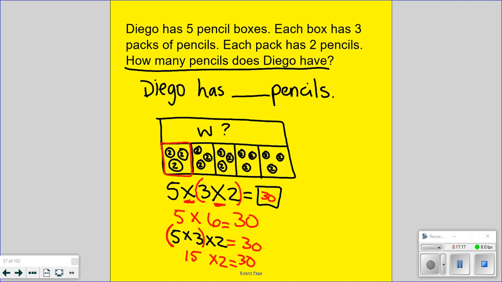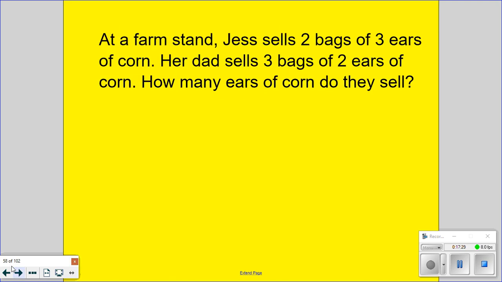Alright, let's try another one. I know this is tricky. There's a lot happening. Now you could have gone this morning. I have a rule you cannot go while I'm teaching. Find problem number 2. Says at a farm stand. Find that one.